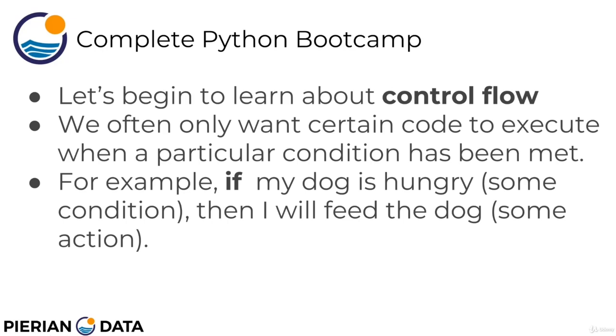So as I mentioned, in this lecture we're going to discuss control flow in general. Control flow basically allows us to use logic to execute code only when we want to. Often you have a larger piece of code and you only want certain code to be executed when a particular condition has been met. For example, let's imagine that I'm trying to program a robot to feed my dogs. Then I could say if my dog is hungry, so that's the condition, then I'll have the robot feed the dog. It'll have the actual code execute or perform some action.